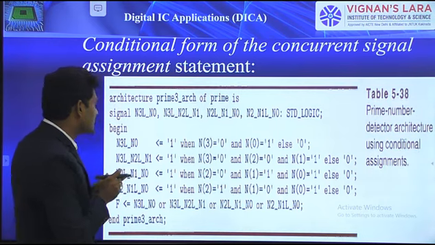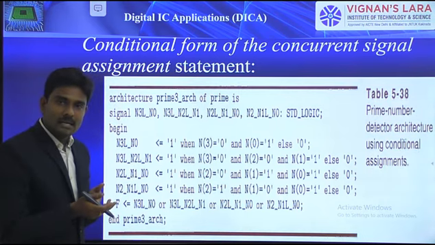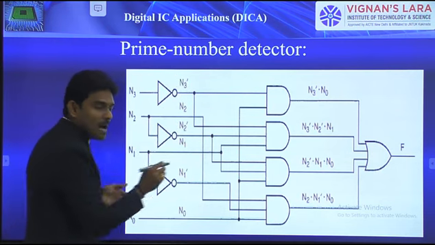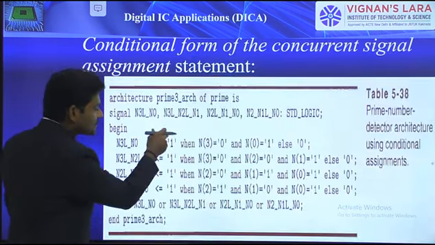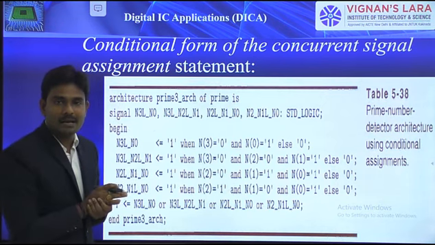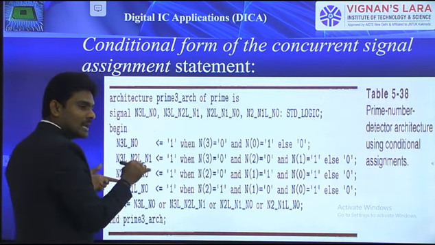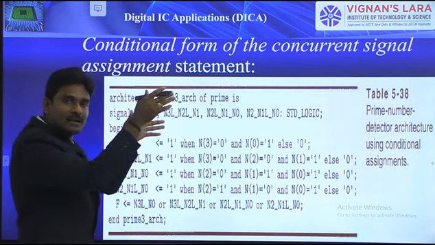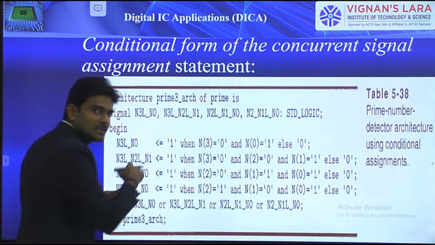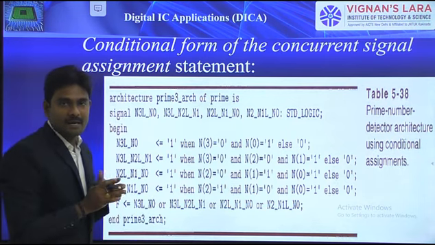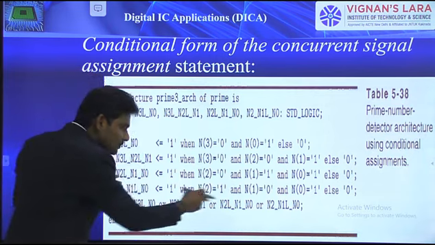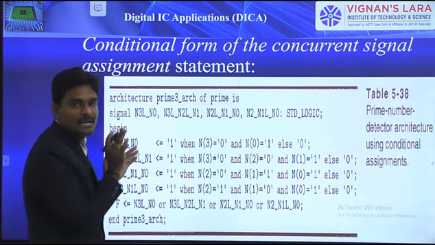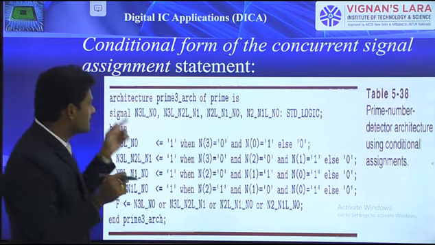One thing: you may have a doubt that for the inverters, the outputs N3 bar, N2 bar, N1 bar, we didn't mention in this signal declaration part. That is because here I considered the output of the AND gate, so I started from the second level, and based on that I wrote these concurrent statements. Ultimately, you have to look at the concurrent statements, and whatever signals are mentioned must be predefined either in the entity declaration or in the signal declaration.